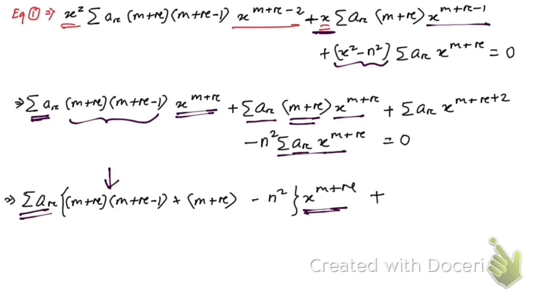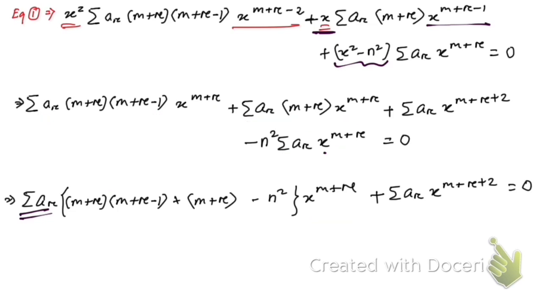Okay, so here is the term is equal to 0, right? So hope you have understood this. So now here you see, if you multiply these two, then what you're gonna have here: this one into m plus r gives you m plus r whole square. Then m plus r into minus 1 gives you minus m plus r. Then we have plus m plus r, then minus n square. So these two terms will cancel each other, right?